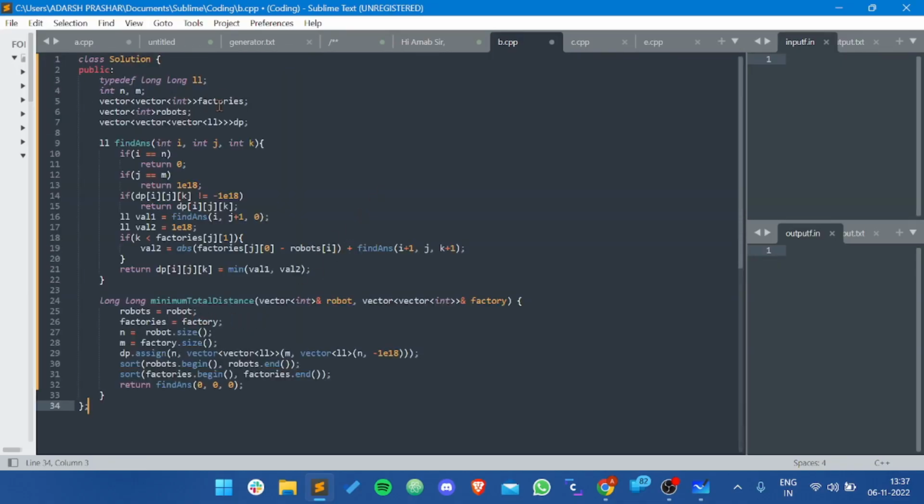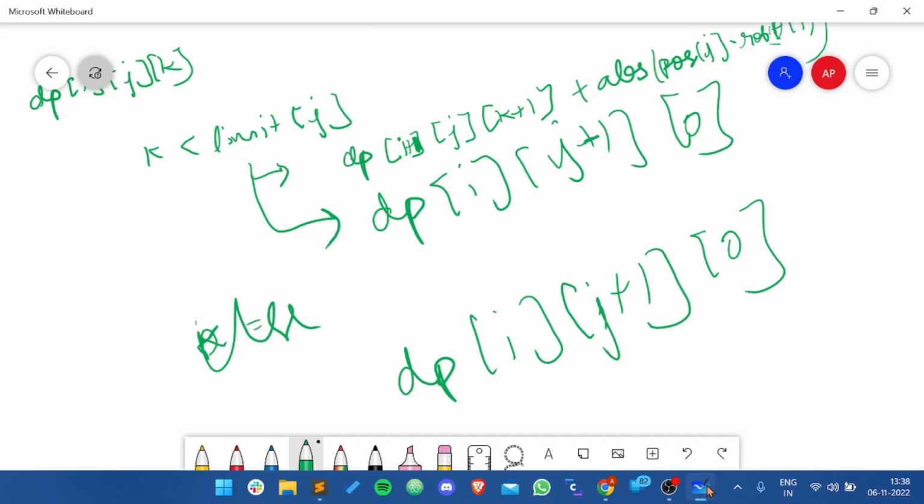I have a globally declared factories array, robots array, and DP array. Robots is equal to robot, factories is equal to factory, n is robot.size, m is factory.size, and I am assigning DP a 3D vector with all the elements initialized with negative infinity. I am sorting robots and factories because of the adjacency part, and now my answer will be DP[0][0][0]. This means I am at the first robot, at the first factory, and none of these are processed.